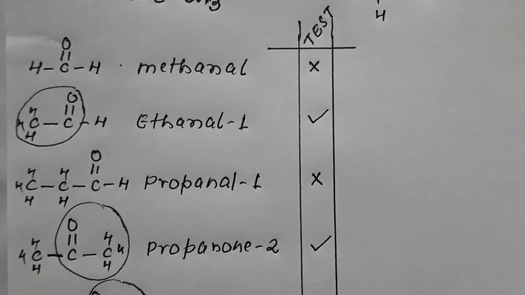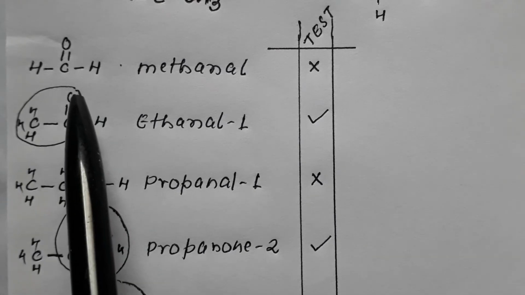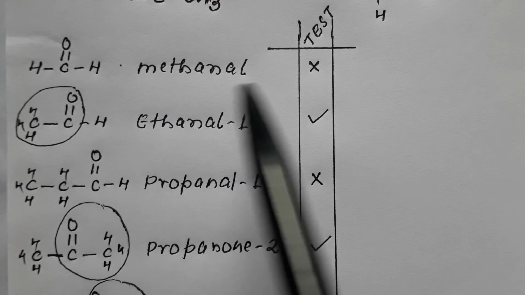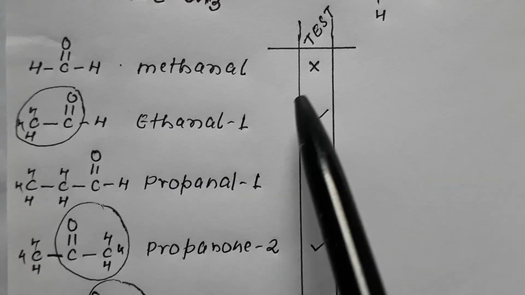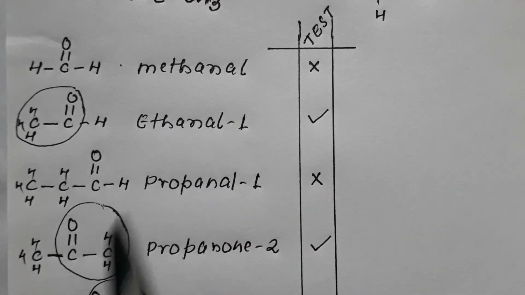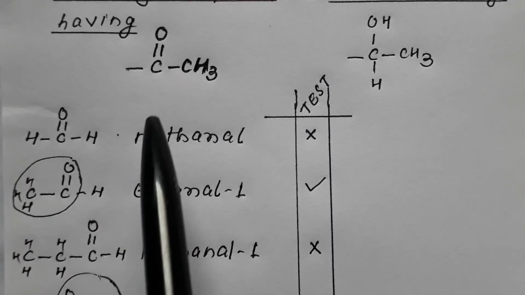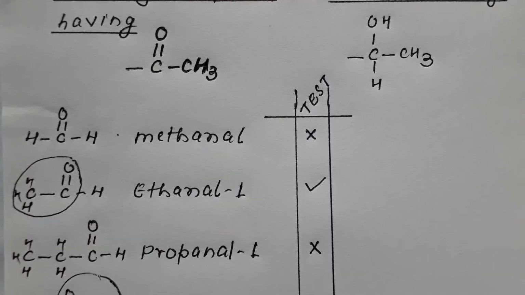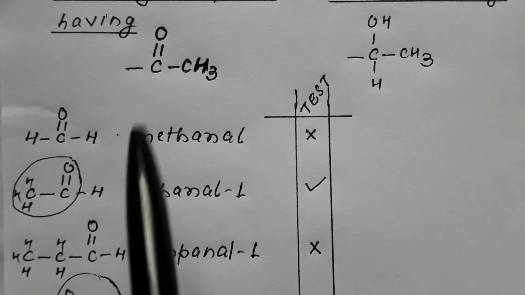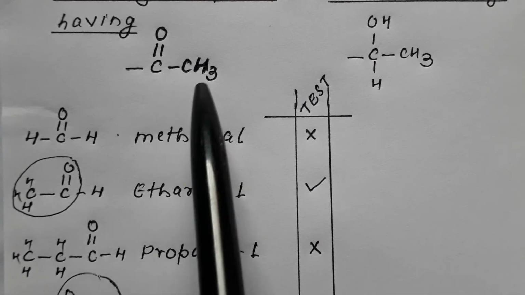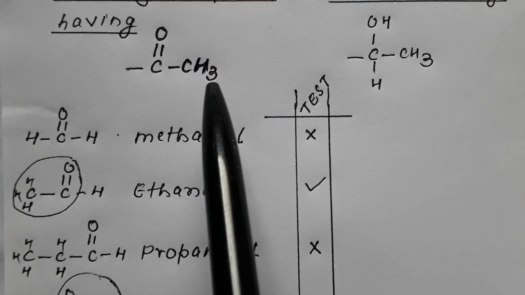Now suppose I discuss some of the carbonyl compounds. Suppose the first compound is methanol. Will this compound methanol give this test? The answer is no. Why? Because the required group, C=O CH3, is not present.